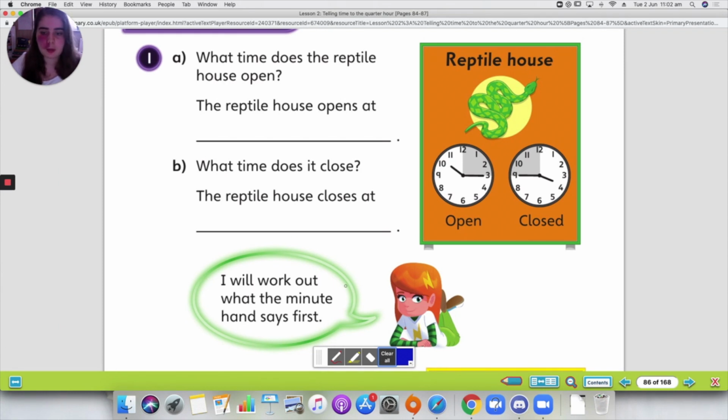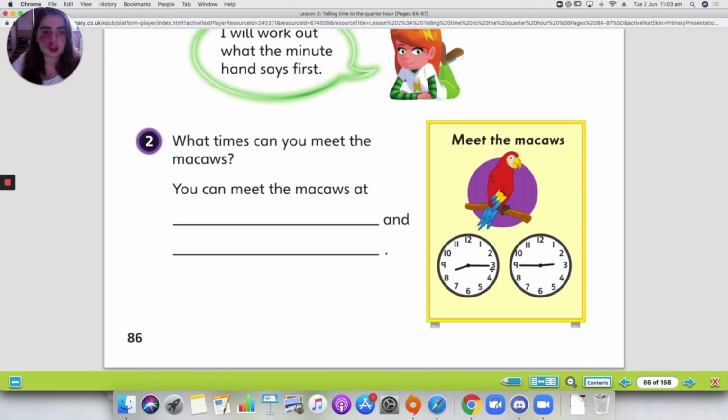And this speech bubble here says, I will work out what the minute hand says first, because that will help you to know whether it's quarter past or quarter to. So now we've got 2 possible times that you can meet the macaws, these birds here. So you can either meet the macaws at this time or this time. And you have to fill in the blanks here. You can meet the macaws at blank and blank.